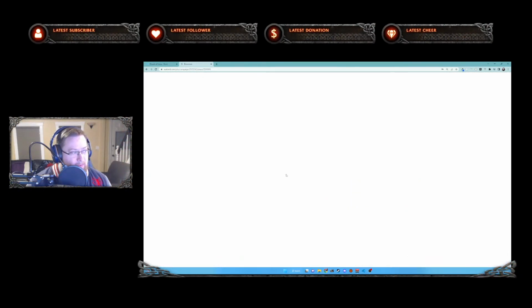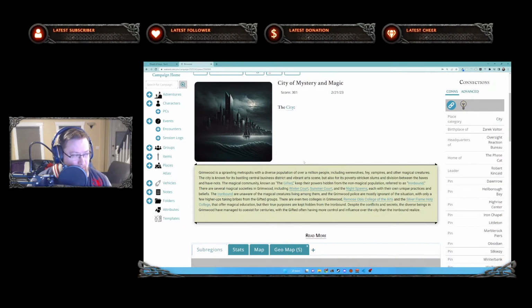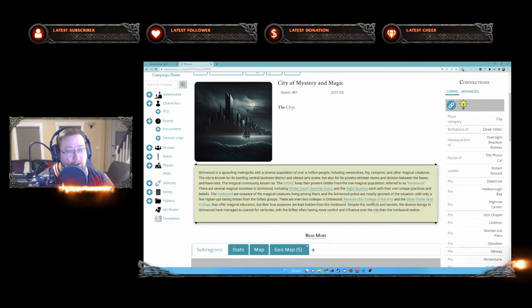So Grimwood. Grimwood is a sprawling metropolis with a diverse population of over 1 million people, including werewolves, fae, vampires, and other magical creatures. The city is known for its bustling central business district and vibrant art scene, but also for its poverty-stricken slums and division between the haves and have-nots. The magical community, known as the Gifted, so your werewolves, your fae, your vampires, your magic users, keep their powers hidden, and they refer to the non-magical population as ironbound.